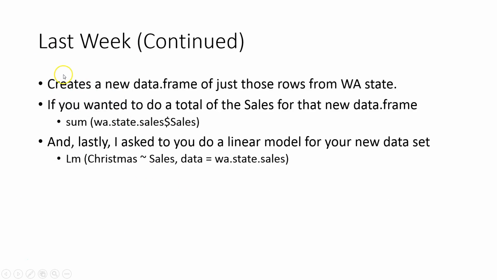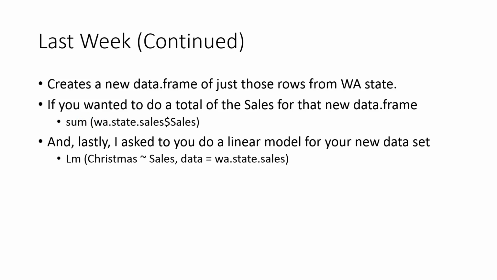So what we would do then is it would create a new data frame, but it would only have those from Washington State. And then if you want to do a total sales for Washington State, you could do sum, just like we've done in the past, sum Washington State Sales, $sales. Okay, this is our new data frame name, so we can use it. And we can actually pull the sales column out of it, and we can use that combination to actually sum up what was the sales for Washington State.